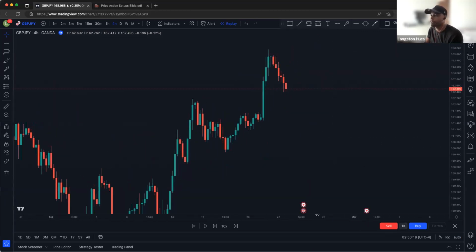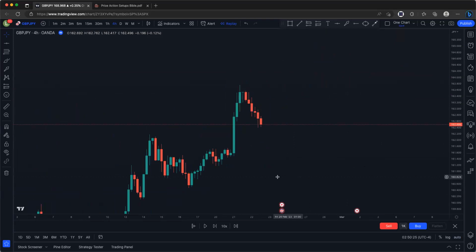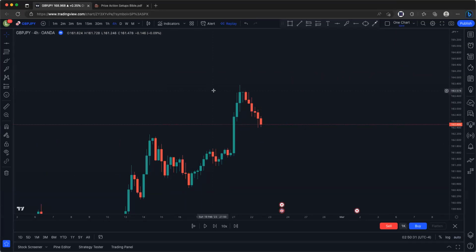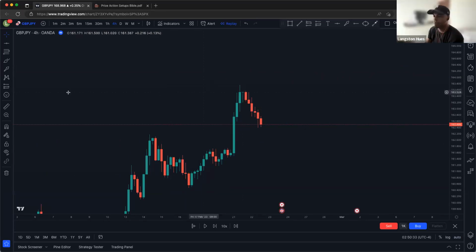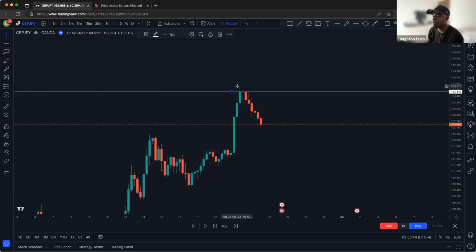Jamar, where's our resistance? I can't see the numbers, but it looks like... Where should I put the mouse? Go down or go up? Go up. Go up until you're right. Right here. Yep. Okay, so we got our resistance right there. Perfect. Beautiful. And where's our nearest next level, potential support, our next key level?